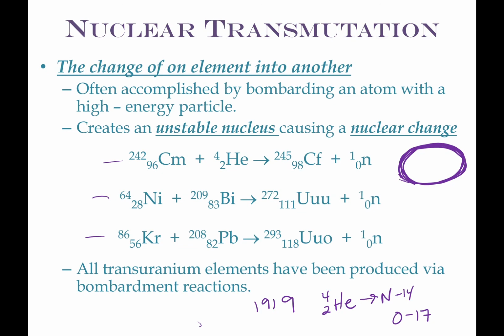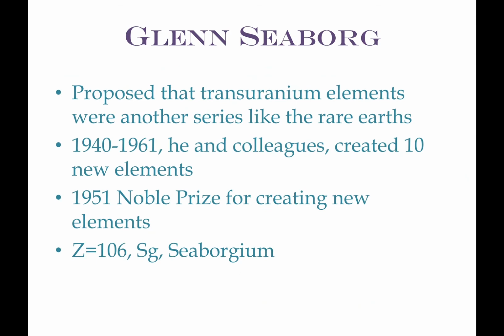All of the transuranium elements, the elements after uranium, that's what the trans means, have been produced via bombardment reactions. Glenn Seaborg actually proposed that the transuranium elements were like another series, like rare earth metals. From 1940 to 1961, he and his colleagues created 10 new elements. In 1951, they won the Nobel Prize for creating new elements. In fact, we have an element named Seaborgium after Mr. Seaborg.